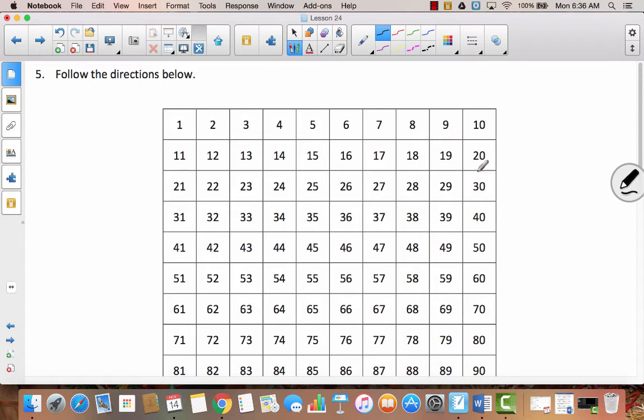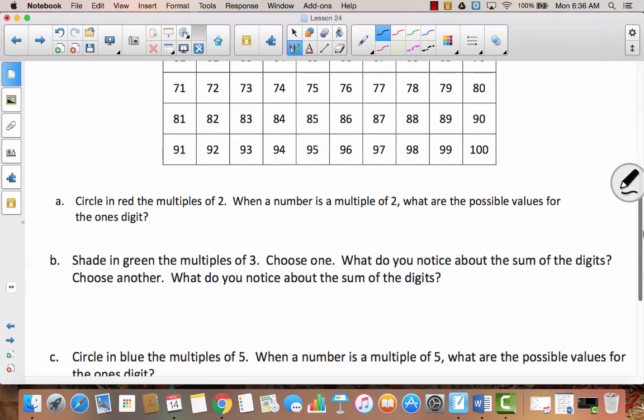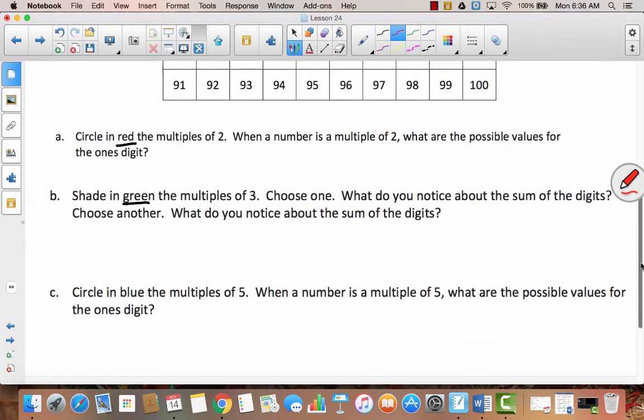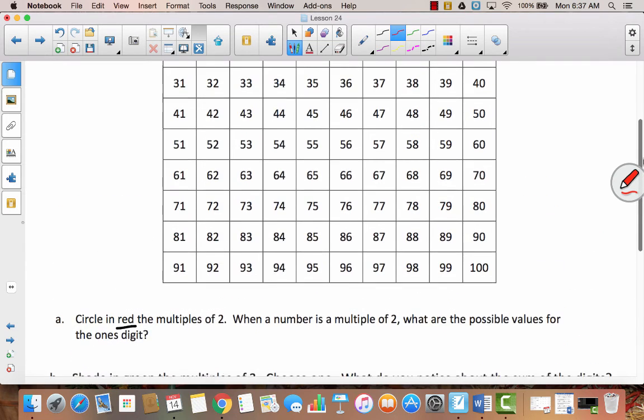All right, so now we're going to need some crayons or some colored pencils. If you don't have any crayons or colored pencils, you can come and see me, but you're going to need a red, a green, and a blue. If you don't have any of these colors, you can come and see me, and I'll be glad to dig out some colored pencils for you.